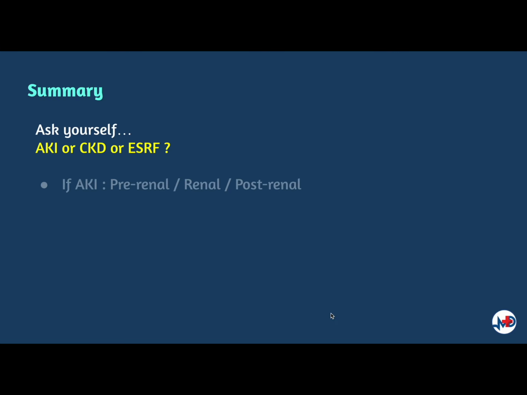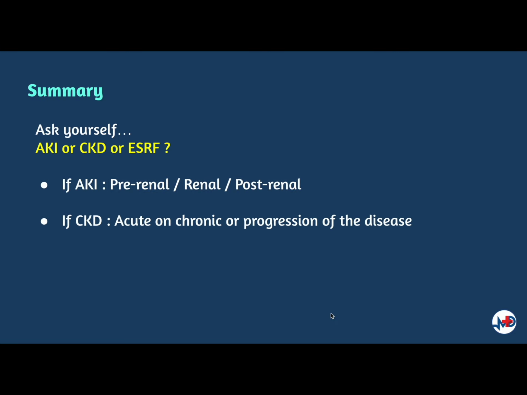Now, in summary, ask yourself, if you see an abnormal renal profile or renal function test, is this AKI or CKD or ESRF? If it's AKI, remember to consider pre-renal, renal, or post-renal causes. If it's chronic kidney disease or CKD, think about a possibility of acute on chronic kidney disease, which is potentially reversible closer back to their baseline, or could this just be progression of the disease, hence the patient needs to be primed for long-term renal replacement therapy.